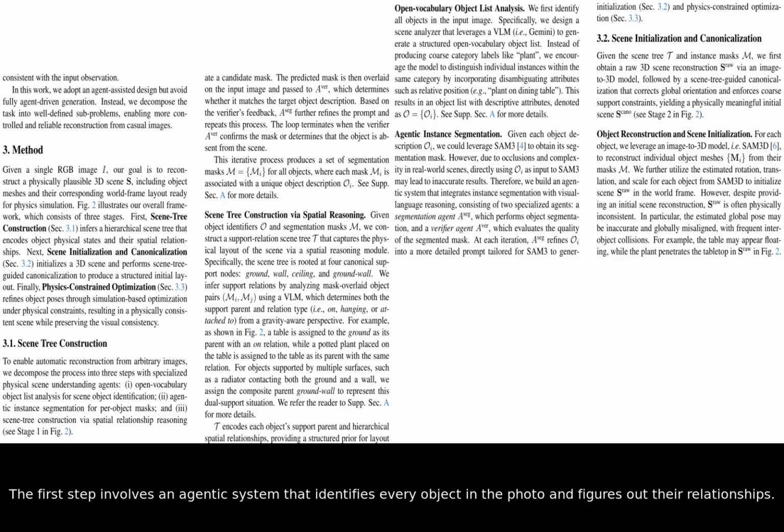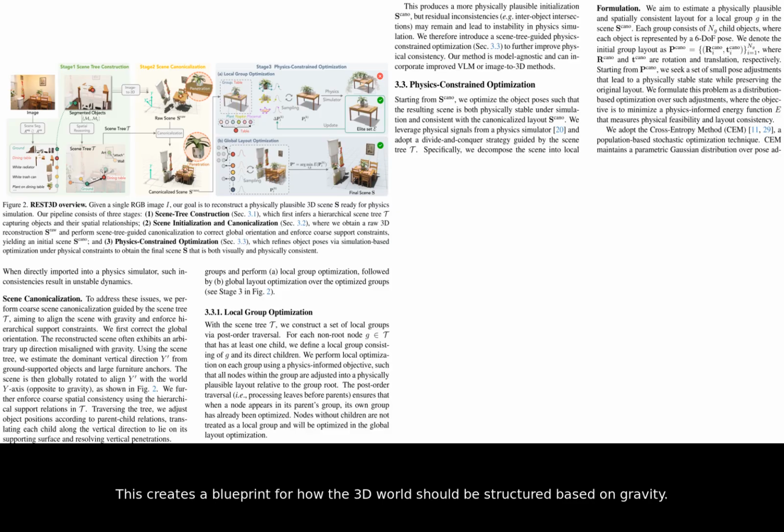The first step involves an agentic system that identifies every object in the photo and figures out their relationships. It uses a vision language model to look at the image just like a human would to understand the layout. For example, it needs to know that a potted plant is sitting on a table and that the table is supported by the floor. This hierarchical understanding is what the researchers call a scene tree representation. This creates a blueprint for how the 3D world should be structured based on gravity.